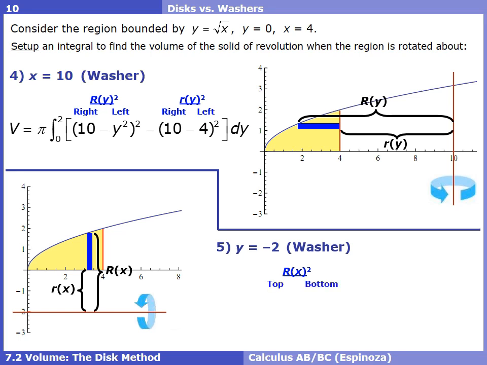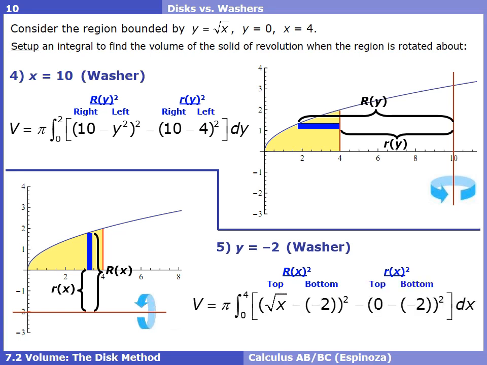Big R squared would be a top minus a bottom. Little r squared would also be a top minus a bottom. So what's that going to look like set up? Again, I'm not going to simplify this at all. I want to make this nice and clear in terms of the setup. We definitely need our pi in front of the integral. Be very careful, we're doing everything now with respect to x, so it's going to be 0 to 4 now. For big R, the top of that bracket is touching the function square root of x. The bottom of that bracket, which represents the length of big R, is touching the function -2. So it's top minus bottom, so square root of x minus -2, and then all of that needs to be squared because it's supposed to be big R squared.